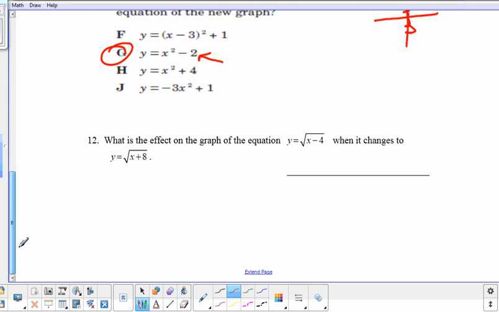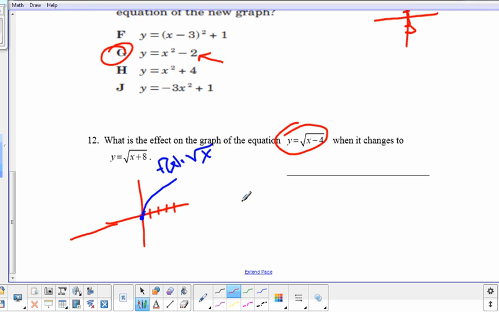G, what is the effect on the graph of the equation y equals the square root of x minus 4 when it changes to x plus 8? So again, we're 4 to the right, because remember it's the opposite direction inside. For both of these, we start at the origin. We start at the square root of x. F of x, that's your parent function. It's at the origin and goes up kind of like this. This other one over here would look like this, because it would just move 4 to the right.